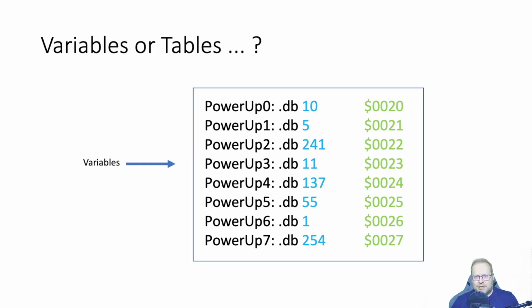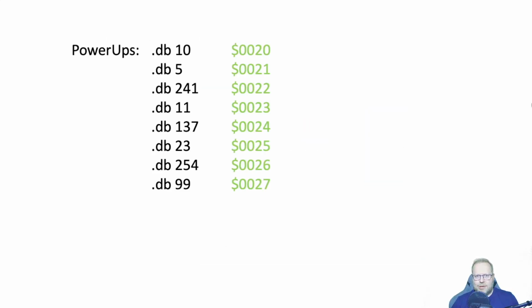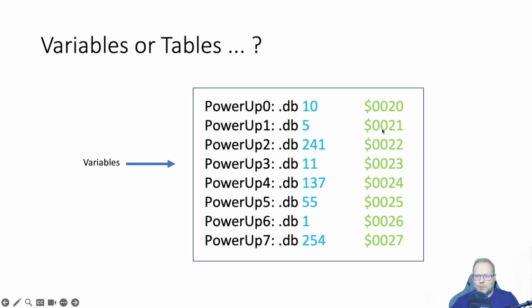Well, what I would do in this case is make a table to keep track of my power-ups. Instead of having 8 variables, I'm just going to use one table, and that table is going to have 8 entries. Now, to get a little technical for just a second, look at these memory addresses: 20, 21, 22, 23, and so on. If we go back to my variables, 20, 21, 22, 23, that's exactly the same.